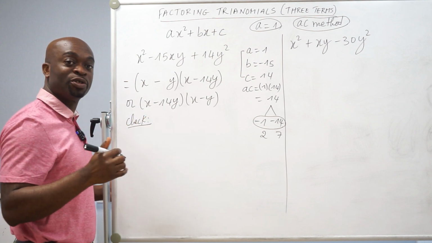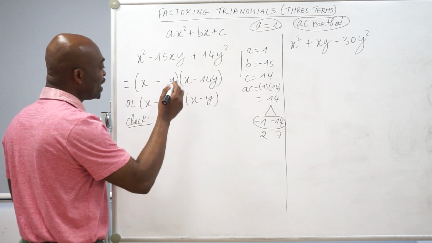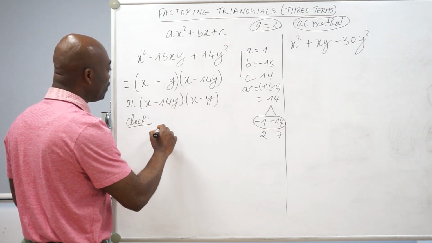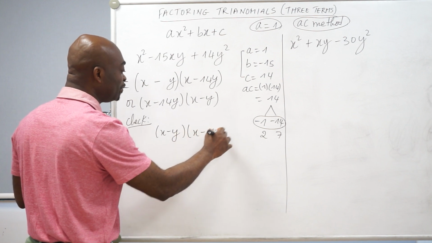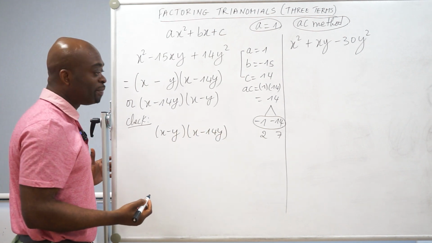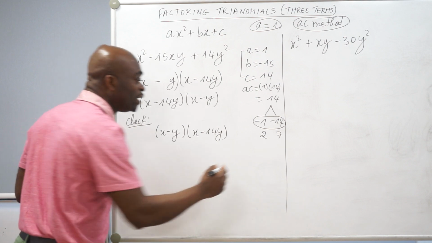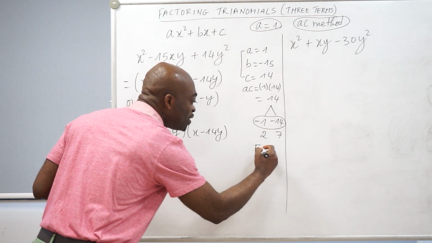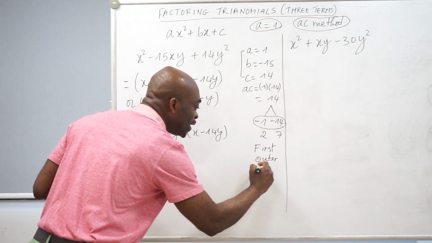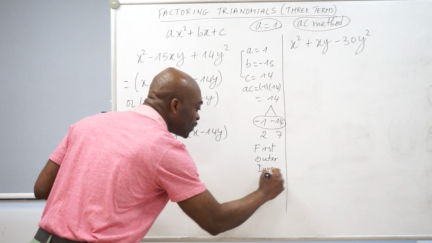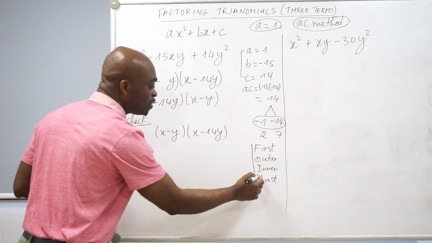We're going to check it by using the FOIL method, by multiplying. So that's multiplication. So we take any of these two. So let's say we have x minus y times x minus 14y. So we're going to use the FOIL method, which is the first, the outer, the inner, and then the last, right? So the FOIL method, F is the first, the outer, the inner, and then the last. Okay? In US, that's what we use.